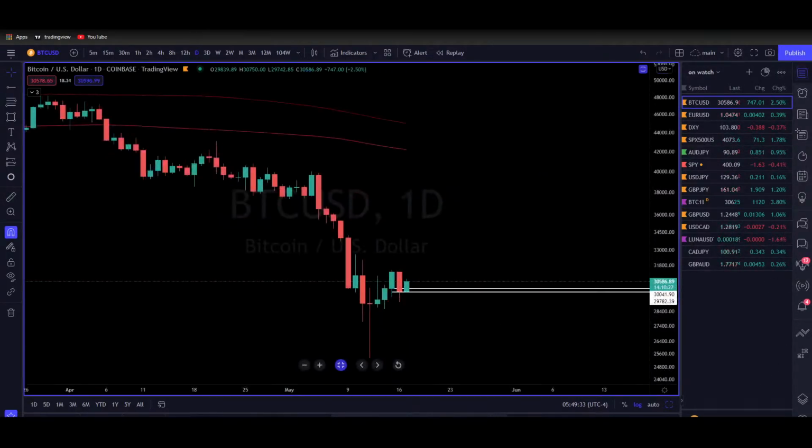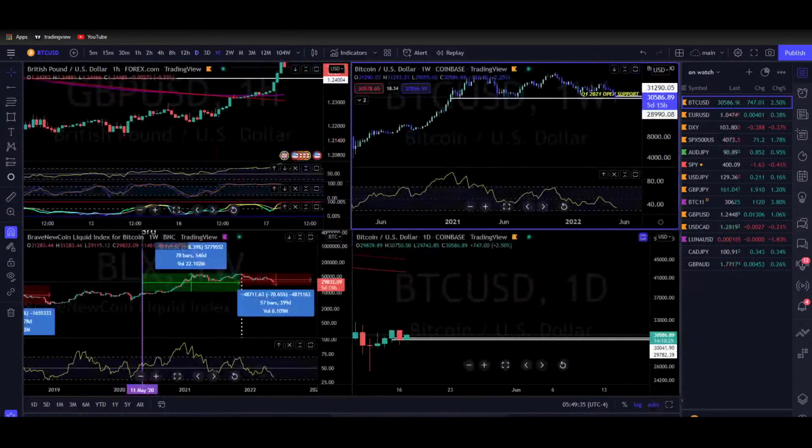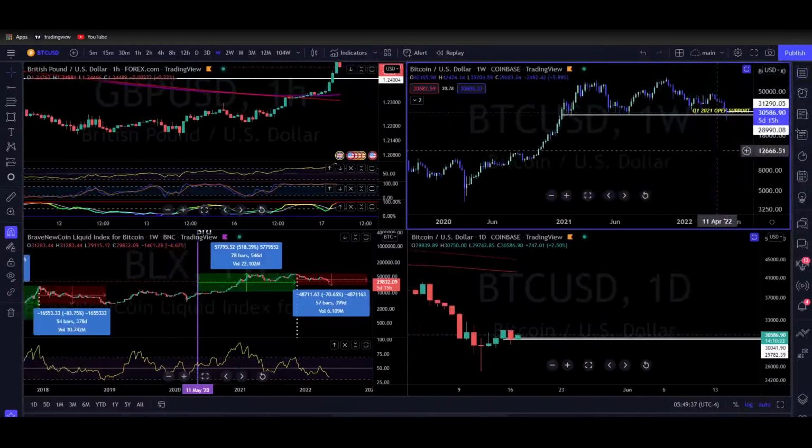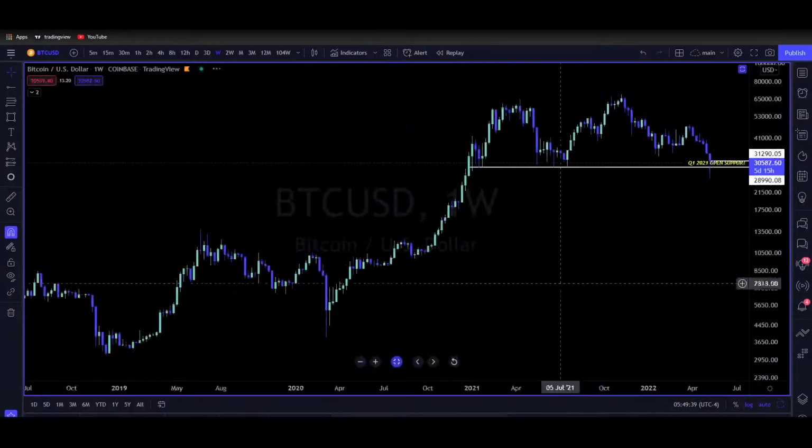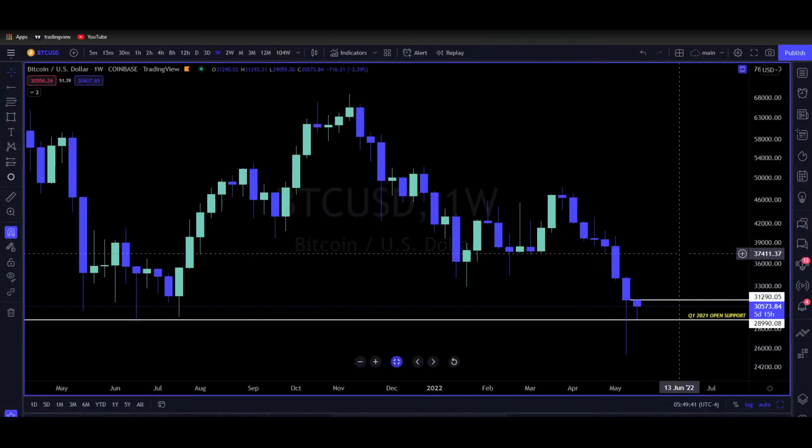So we'll just keep that like that. All right, so that's basically our near-term upside target. All right, it's 34 for whatever I just said.